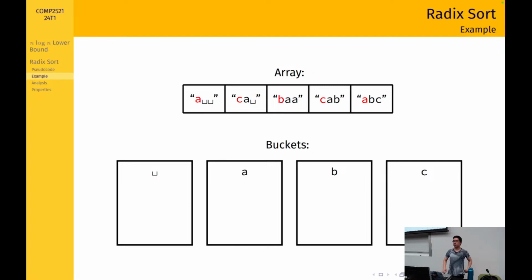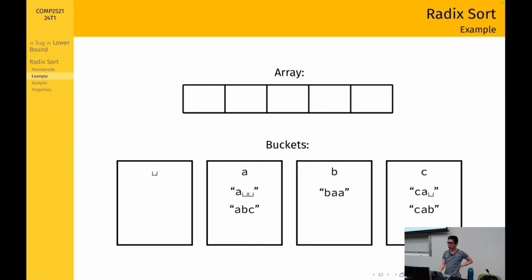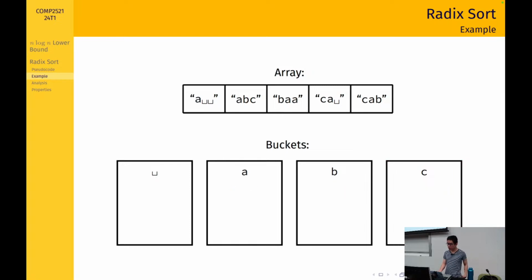Okay, last step is to sort by the first character in each key. So A blank blank, we store in the A bucket. CA blank, we store in the C bucket. B bucket, C bucket, and A bucket. Right, so now we're going to clear our array again and then put the keys back into the array. So A blank blank, ABC, BAA, CA blank, and CAB. Right, so the final result is that our array is sorted.